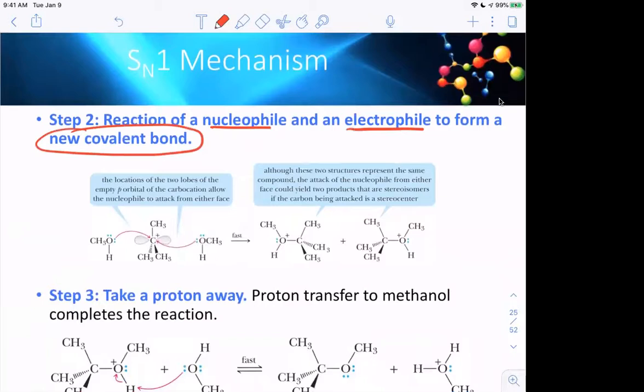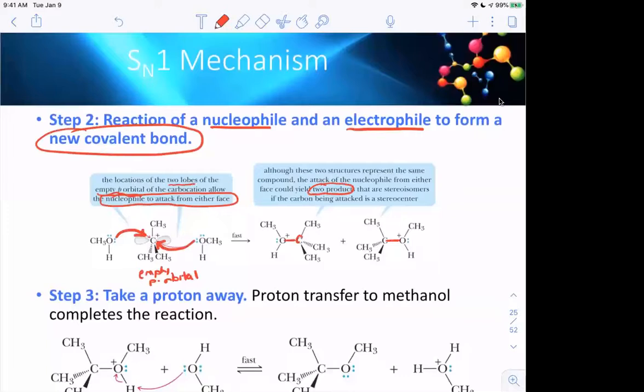But remember, this has my empty p orbital. My nucleophile can come in from the left or it can come in from the right. The location of those 2 lobes of that empty p orbital allow for the nucleophile to attack from either face. It can come in from the right, it can come in from the left. So I can form this bond, which is from the left, and I can form this bond, which is from the right. What happens is I get 2 products.